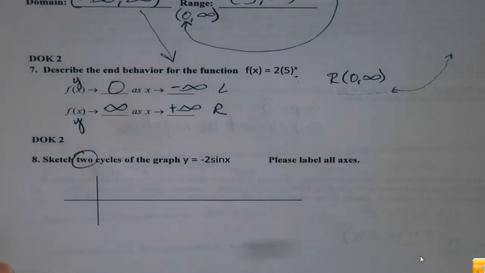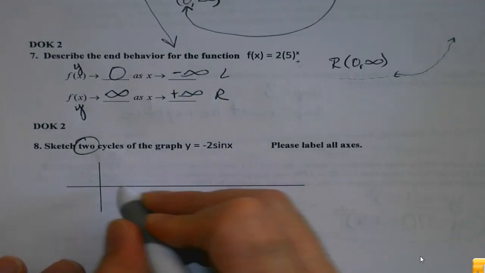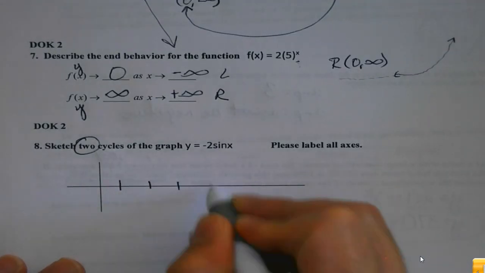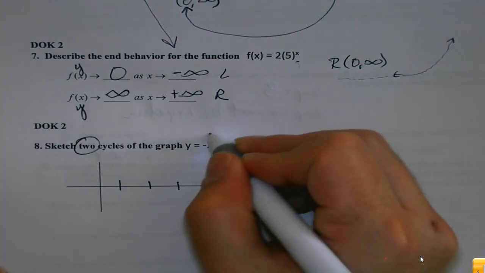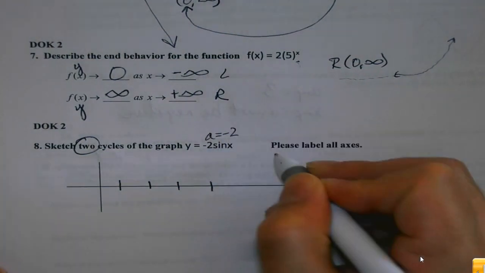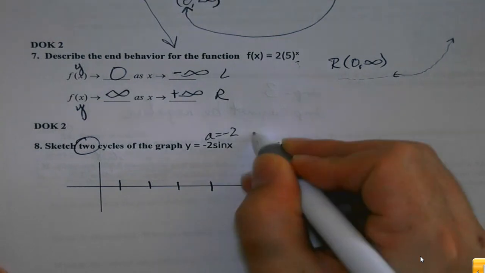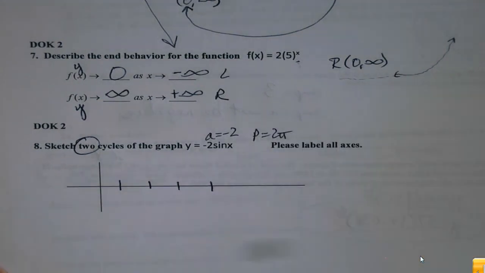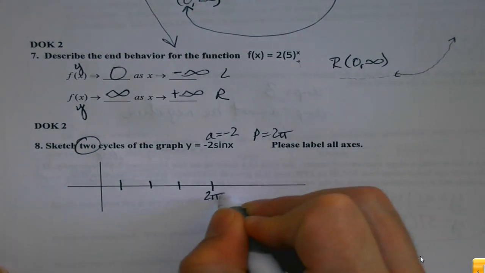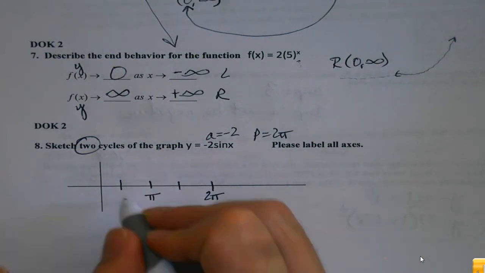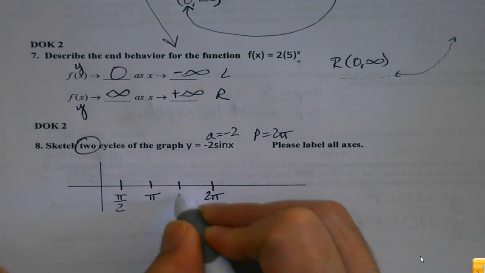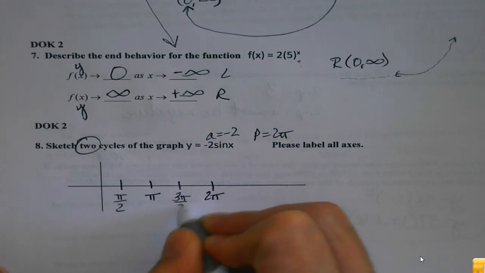Sketch 2 cycles of the graph, not just one. We'll start with one, but then we'll expand here. So I look, and I'm like, okay, my a value is -2, and my b value is 1, so my period is going to be 2 pi. Because 2 pi over b, 2 pi over 1, is still 2 pi. So 2 pi and pi. It's just my normal one, so I shouldn't have to do too much thinking here.